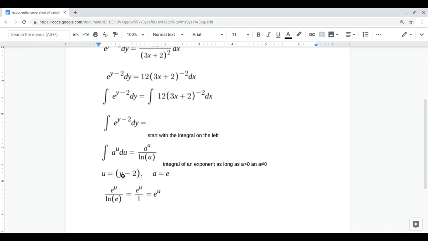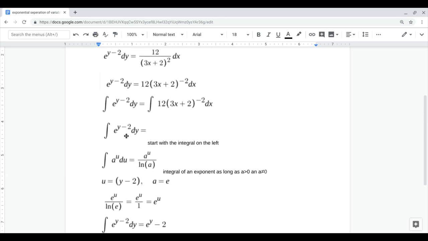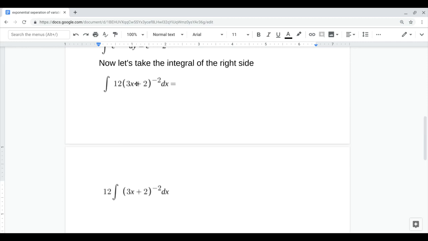We plug this u back in. So the integral of e to the (y - 2) dy is equal to e to the (y - 2) power. So it's basically back to that. It's just this back again. Now let's take the integral of the right side. So we have the integral of 12 times the quantity (3x + 2) to the negative 2 power dx.